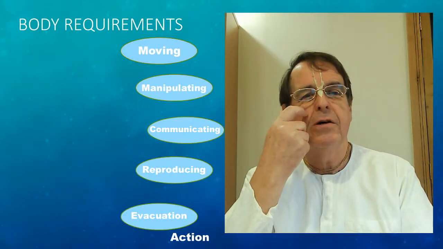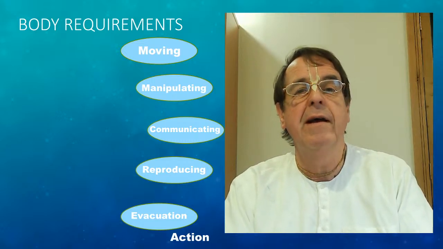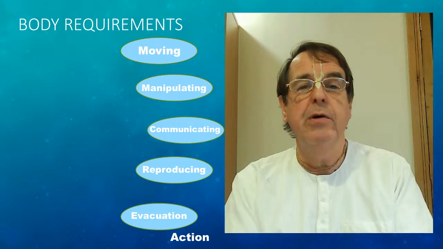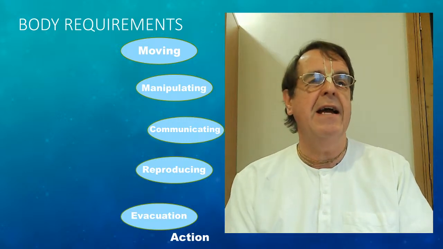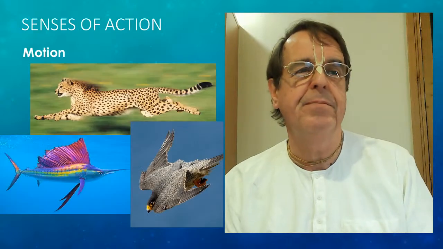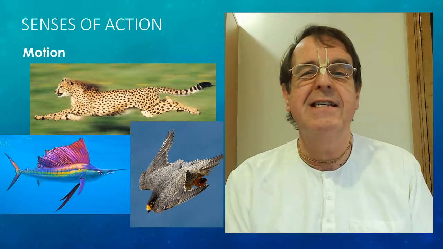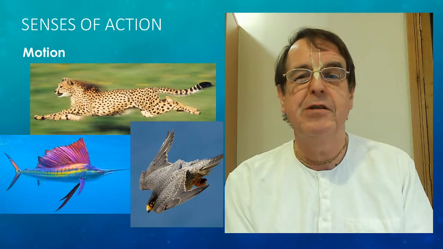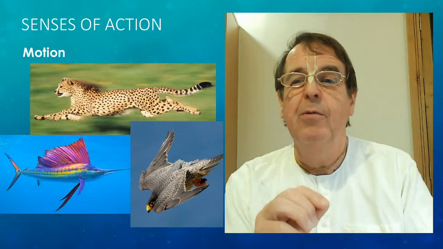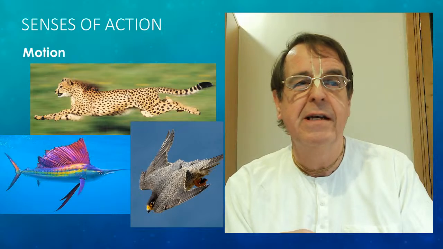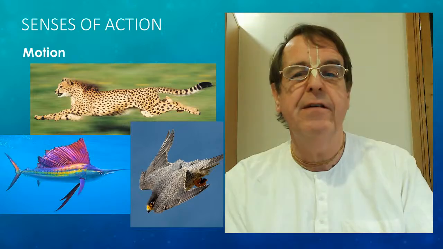So then we're on to the action senses. Now there's also 5 of them: moving, manipulating or handling, communicating, reproducing and evacuation. Let's see them. The action senses. First of all, motion. Well, cheetah, fastest on land, up to 70 miles an hour, 0 to 60 in 3 seconds. So built for speed, narrow head, large nostrils, and it's the only cat without fully retractable claws. So the speed is manifest in these other features in it.